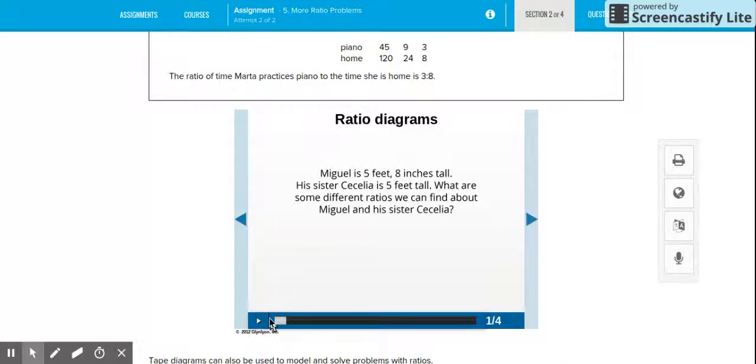Let's look at solving a ratio problem when the ratio is changed. Miguel is 5 feet 8 inches tall. His sister, Cecilia, is 5 feet tall. What are some different ratios we can find about Miguel and his sister, Cecilia?